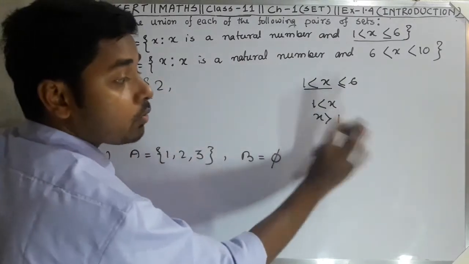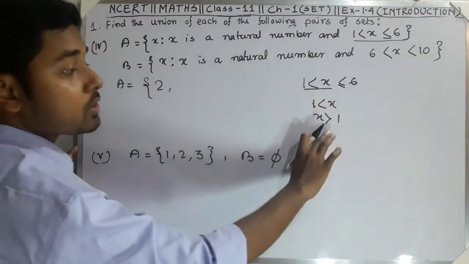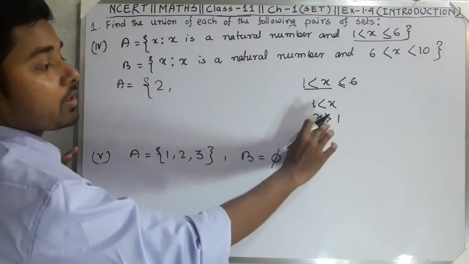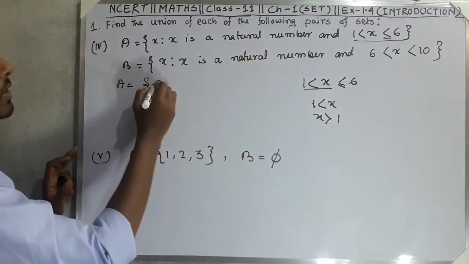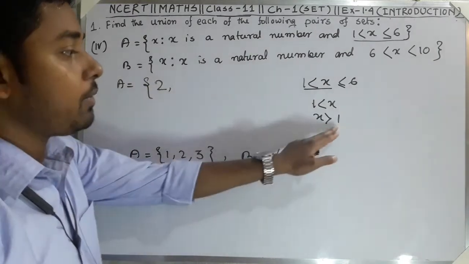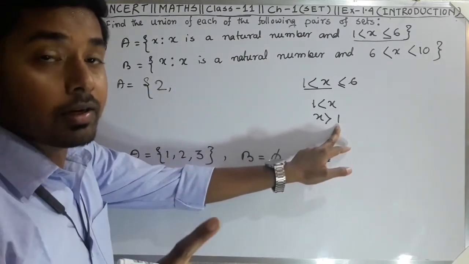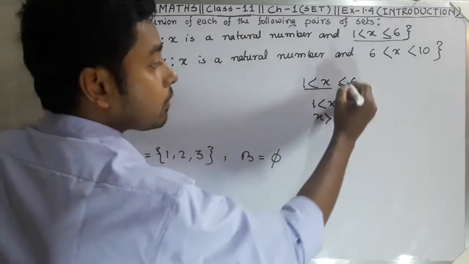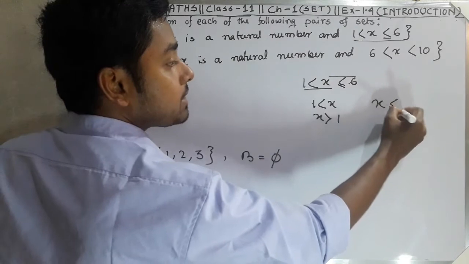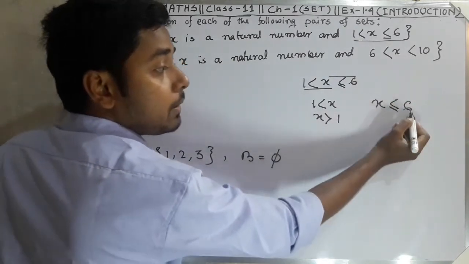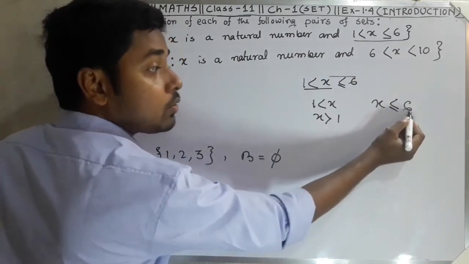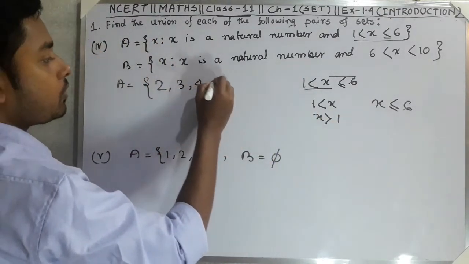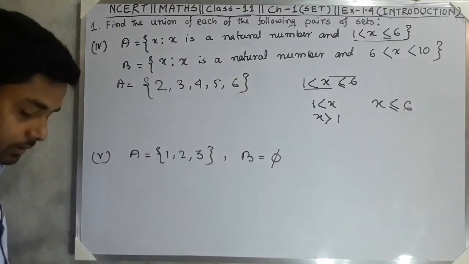But x is not equal to 1, so we cannot start with 1. We have to start with 2. Why? x is greater than 1 and x is a natural number. The natural number greater than 1 is 2. So we have to start with 2. And how far do we have to take? Now take the second part, x less than or equal to 6. Now x will be below 6 and equal to 6 also. So x will go till 6: 3, 4, 5, 6. Okay, clear?